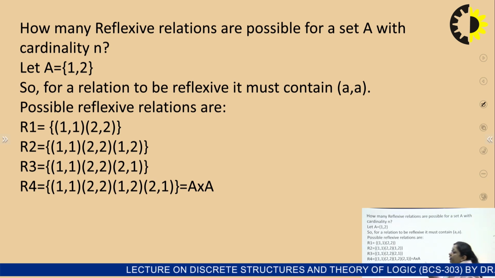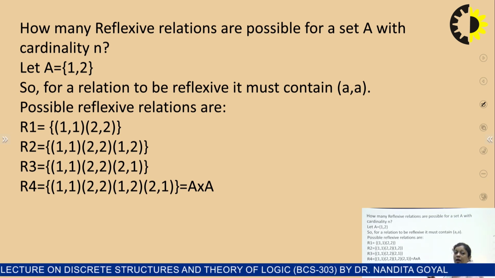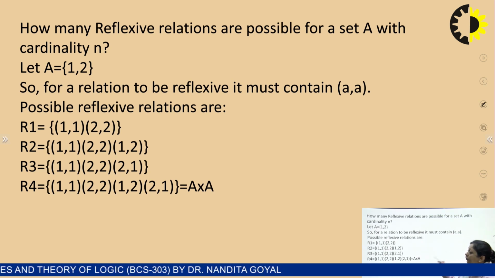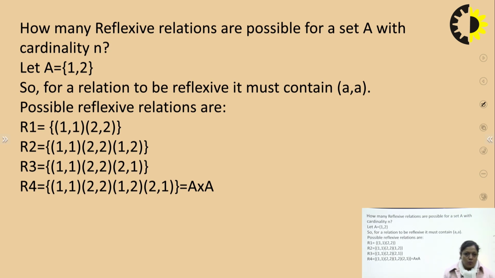Then in the second relation R2, I have just added one more element to it, that is 1, 2, along with the diagonal elements. In R3, I have added another element, that is 2, 1, which can be there, and replaced it with 1, 2. And in the fourth relation, I have added all the elements, that is A cross A, which is again reflexive. So, in this case, I am getting 4 reflexive relations. Since this is a very small set, it is possible for us to write down all the possible relations and then count them down.